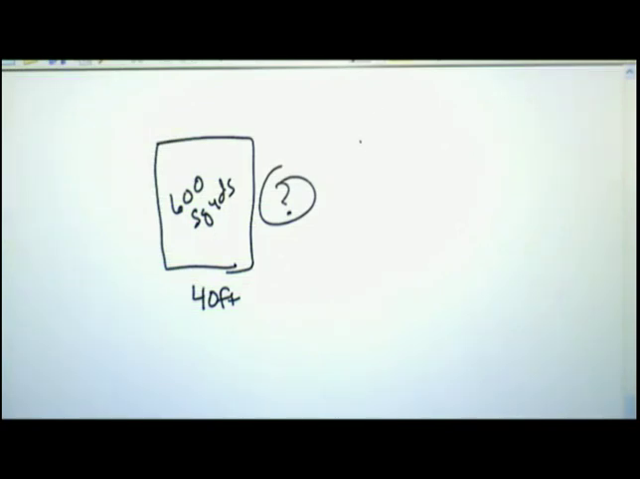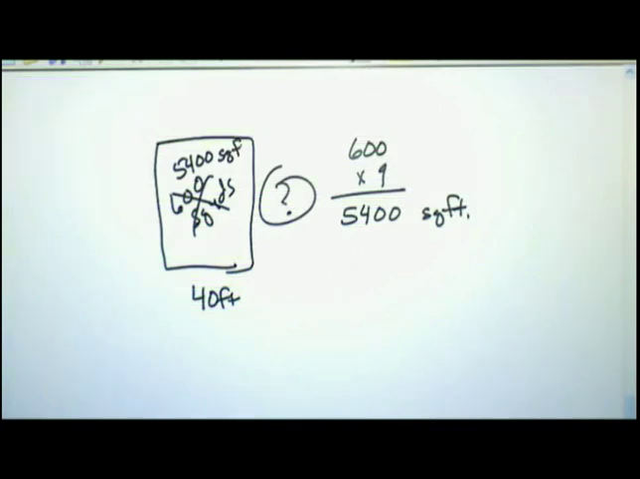So I need to get my area of 600 square yards into square feet, and in order to do that, I multiply it times 9 square feet per square yard. This gives me a total of 5,400 square feet. Now that I know that I have 5,400 square feet of area, I can take that and divide it by the one dimension I know, which is the 40 feet, and I can come up with the depth of the lot, which is 135 feet.